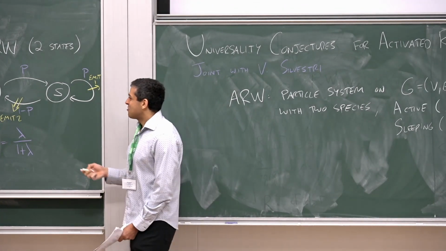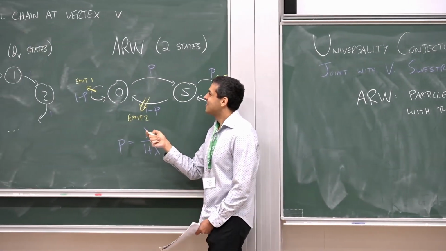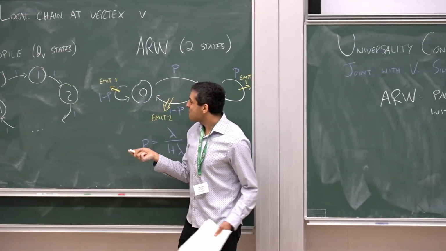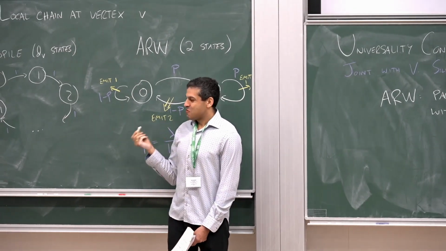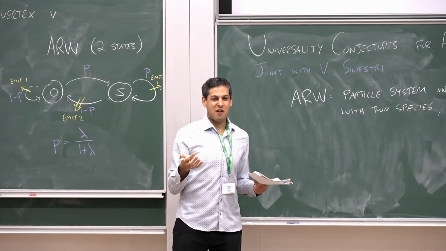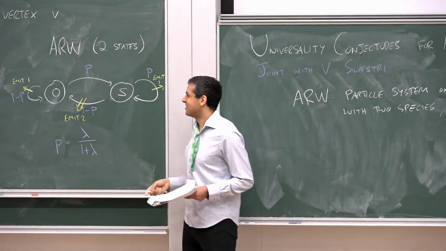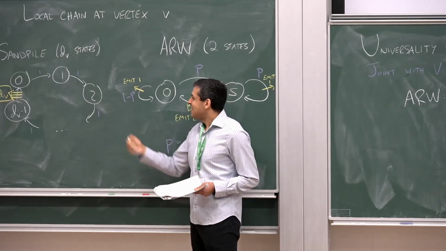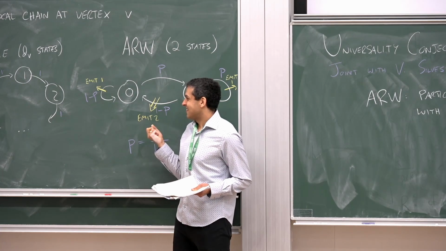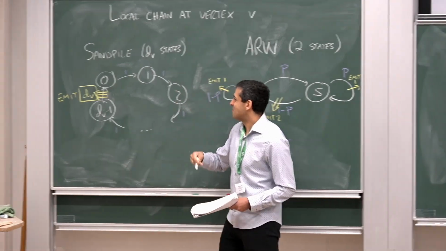So I've just drawn what the local chains are in the sandpile case and the activated random walk case. In the sandpile case, the local chain at vertex v has d_v states, where d_v is the degree. And the local chain remembers every time your vertex receives a particle, it keeps track modulo the degree of the total number of particles it's received. And remember that in the sandpile, you send out your particles in bursts. Every time you receive, if you have at least d_v particles, then you can send one to each neighbor.